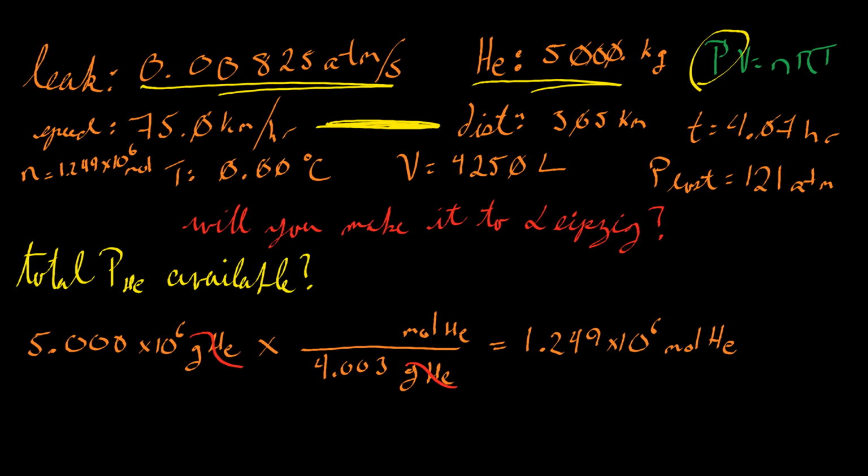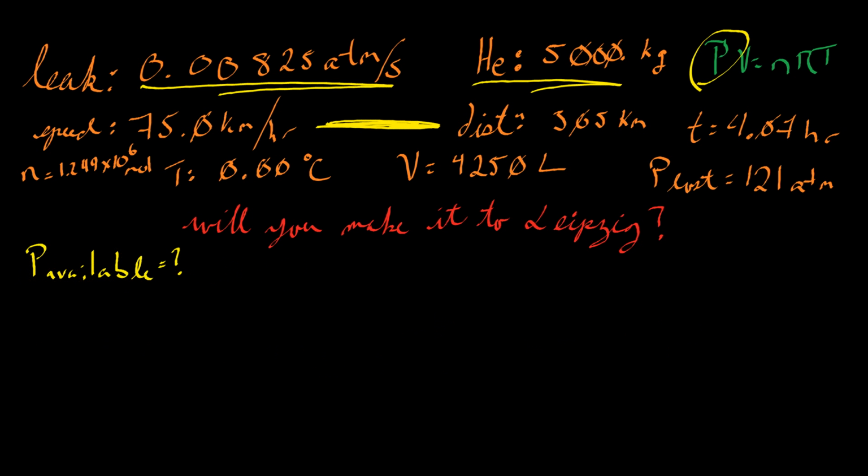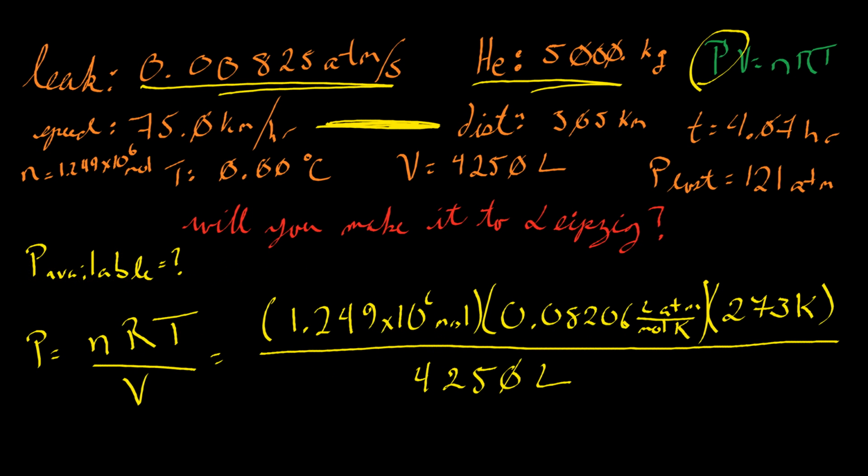And with moles in hand, we can finally move on to asking what is the pressure that this amount of helium will provide. And we finally get to use PV = nRT. We're going to have to rearrange PV = nRT so that we have P all by itself. That means dividing both sides by V. We get P equals nRT over V. And when we go ahead and plug our numbers in, we've got n is 1.249 times 10 to the 6th moles of helium, times R, the universal gas constant, 0.08206 liter atmosphere per mole Kelvin, times 273 Kelvin.